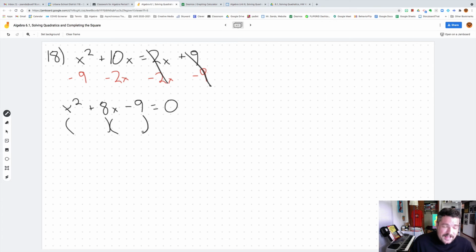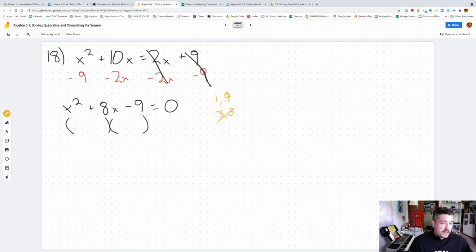So I've got to think: factors of 9 that are going to add up to 8. Well, I've got 1 and 9, and I've got 3 and 3. Those are the only factors of 9. 3 and 3 are not going to add up in any way, shape, or form and give me 8. I'm going to get 6 max.